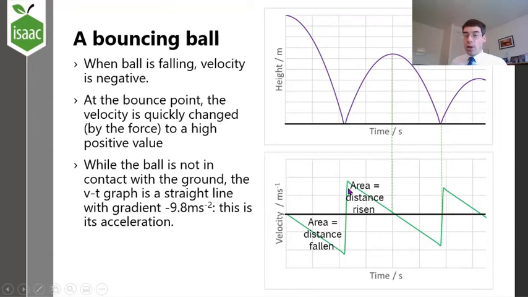So we've switched the velocity, it's now positive, and that's what causes it to rise. So that is the ball just after the bounce. Now, as it goes up, it slows down. And then it reaches its peak, the highest it ever goes.